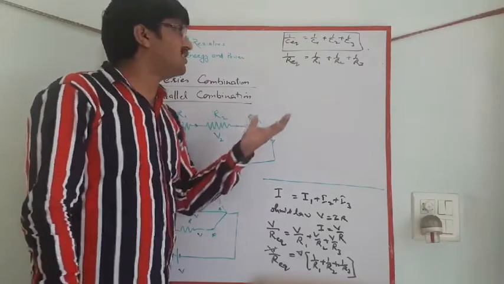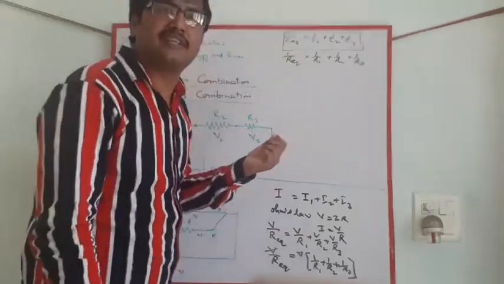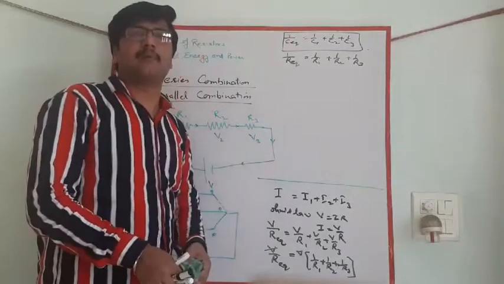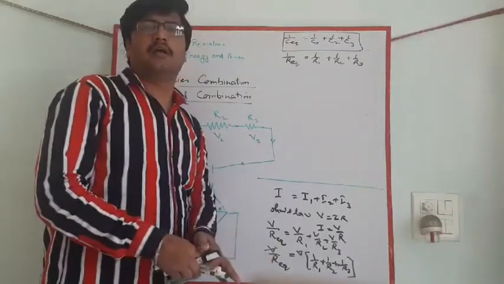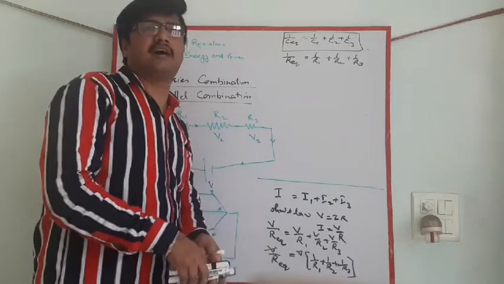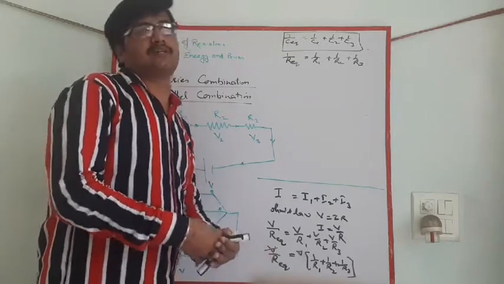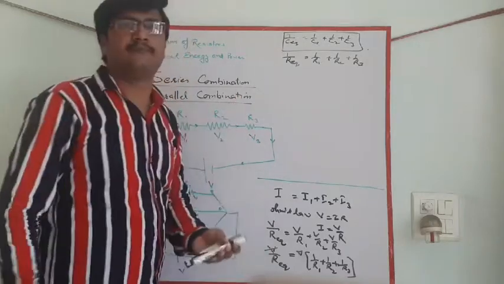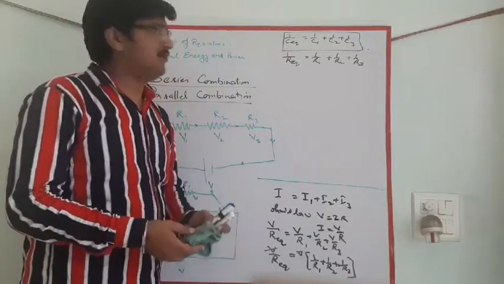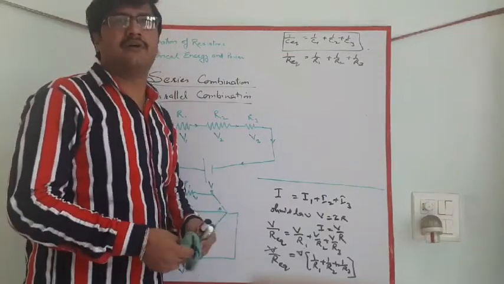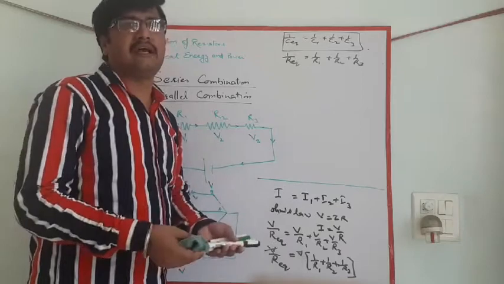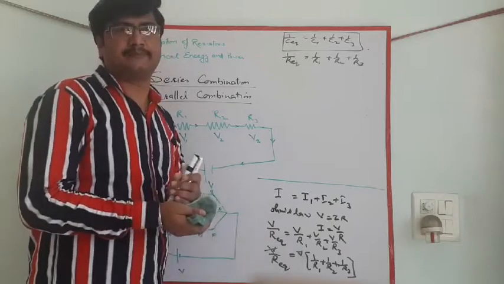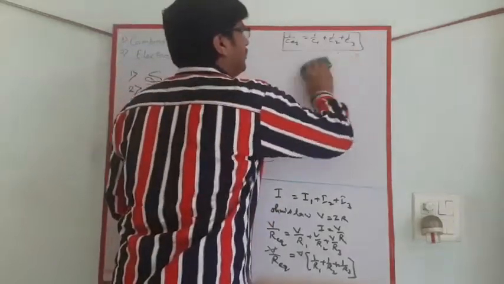Dear friend, this was the way to find out the equivalent resistance for series and parallel combinations. Usually in board exams or other exams, numericals relating to this topic appear with this network of 1, 2, 3, 4 as many resistances. Let us see one or two examples.